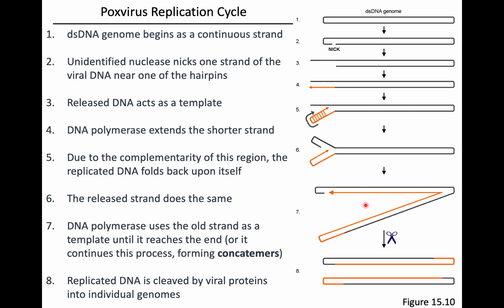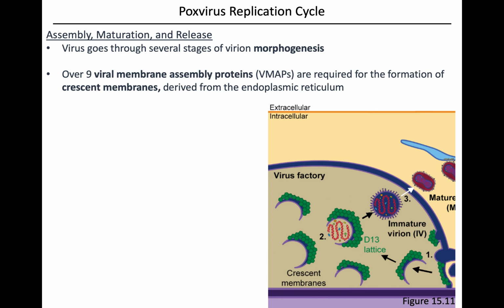And now we basically have two complete copies of the genome that are still attached to each other. So we'll use an enzyme to cleave that in half, and now we've got our two copies. So lather, rinse, repeat there. We make a bunch of copies of the genome. Now we're ready potentially for assembly and release.